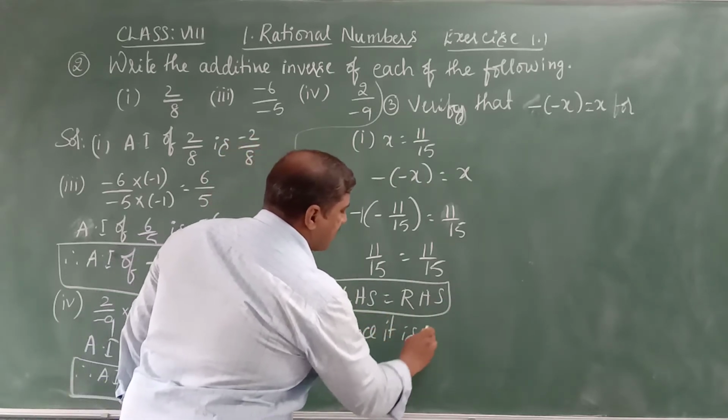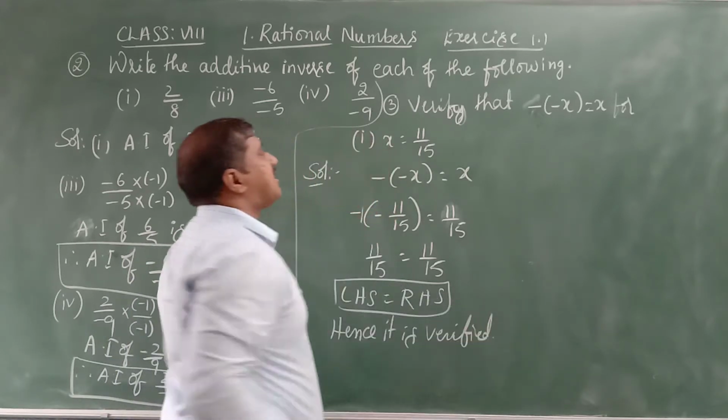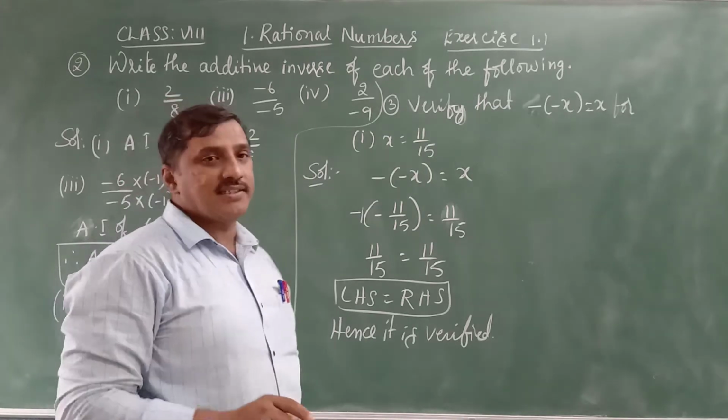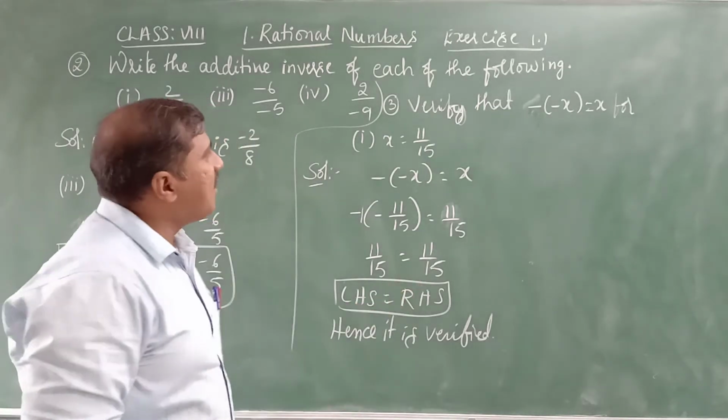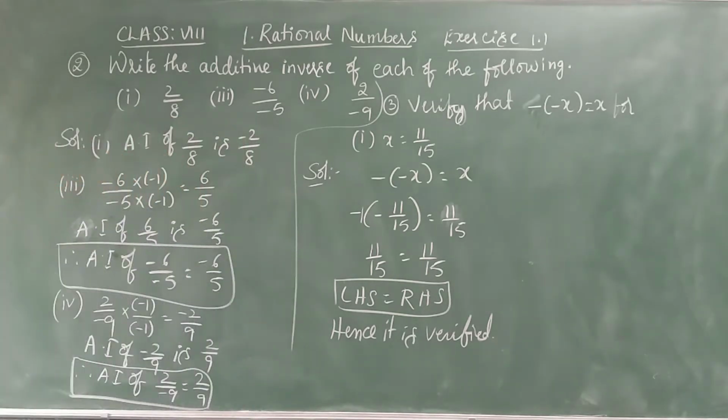So like this we can verify the given statement of minus of minus x is equal to x for the given rational numbers. So now we will move to the next question.